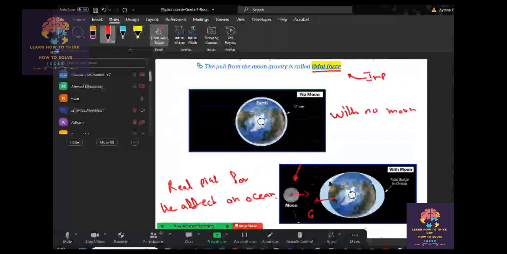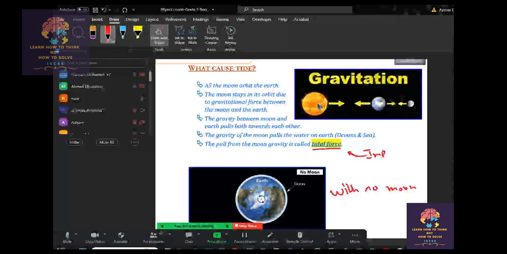We learned that the sun affects the moon and the earth, right? But do you think the sun has an effect on the water on the surface of the earth? Yes, but it is less than the moon.